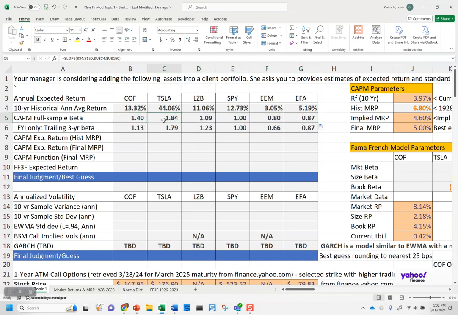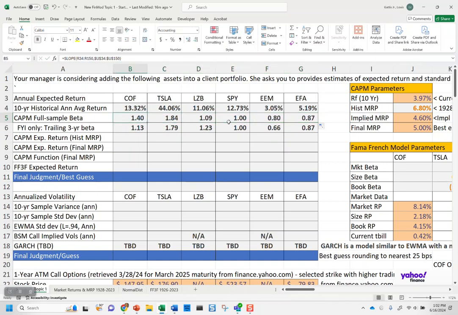Notice when I do Tesla, it's still using the market portfolio. And you can see it's working because when I calculate the beta of the S&P 500, it is the slope of the S&P against the S&P 500, which is 1. And then here is EMA and EFA. So I have my full sample beta. When I say full sample, it's using all 10 years of monthly returns.